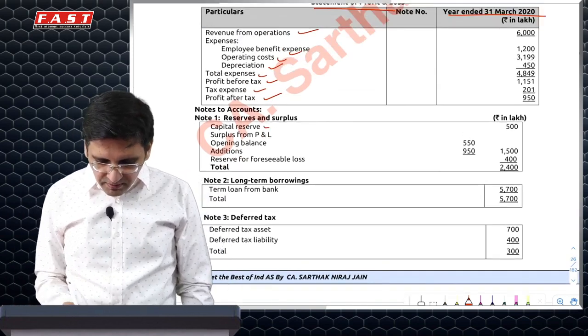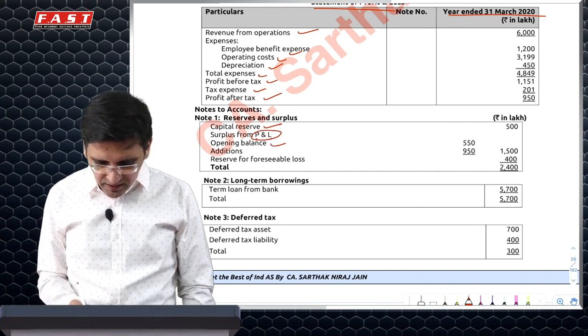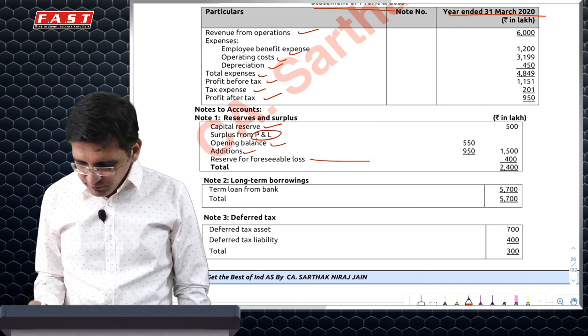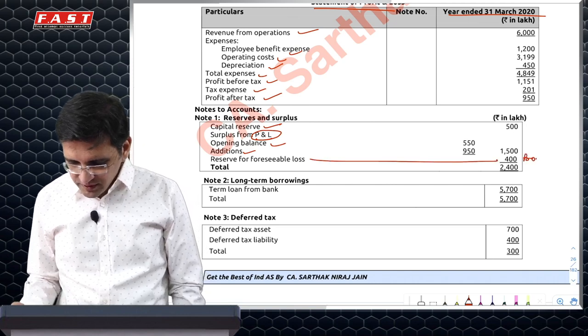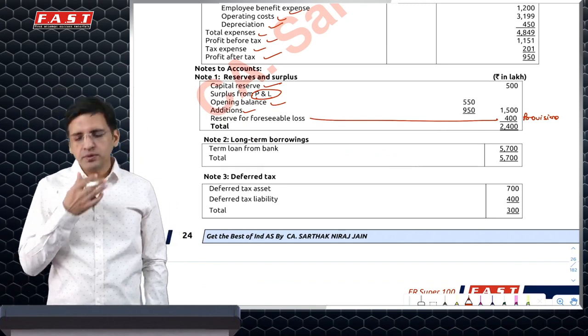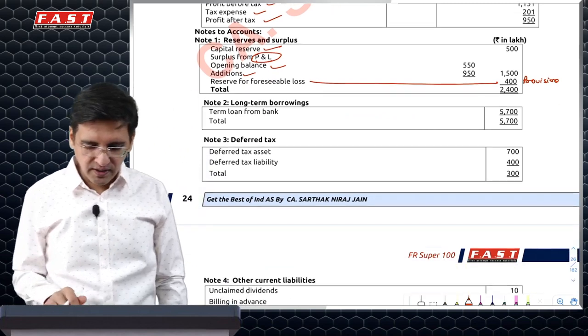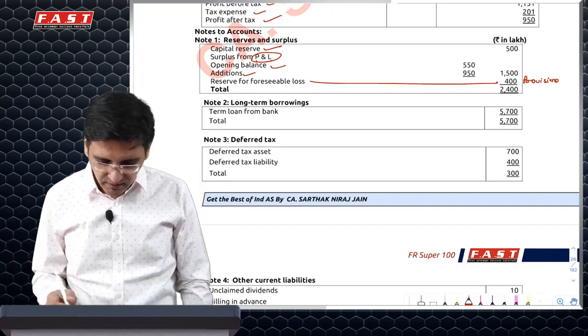Notes, reserves and surplus. Capital reserve is fine. Surplus from P&L is known as retained earnings. Opening balance, addition, that's okay. Reserve for foreseeable loss should be shown as a provision and not a reserve. So it will be removed from here and shown under provision. If the question specifies it is short term, then short term provisions would be increased, or else long term.